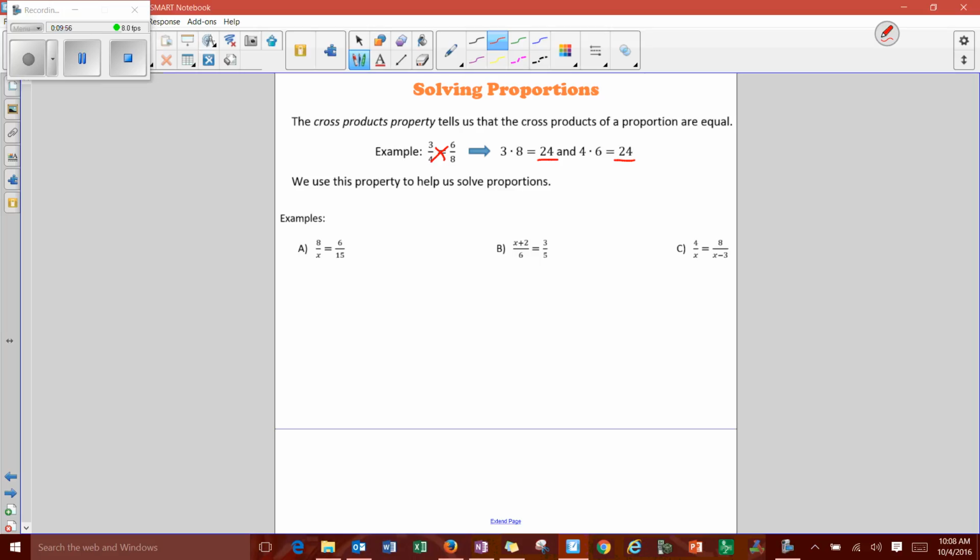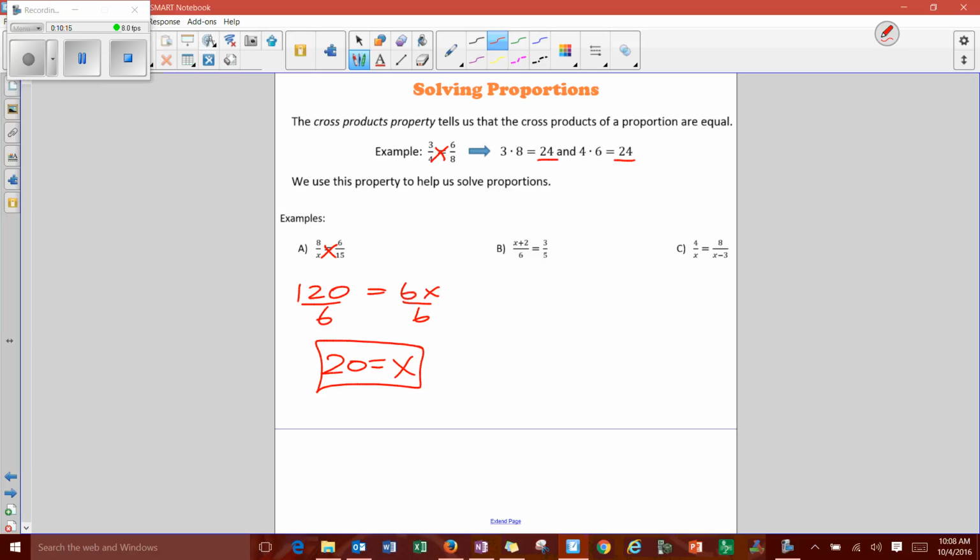If you cross multiply, 8 times 15 gives you 120. 6 times x gives you 6x. So we have 120 is equal to 6x. Dividing both sides by 6, we have x is equal to 20. And you can always check this by plugging back in.